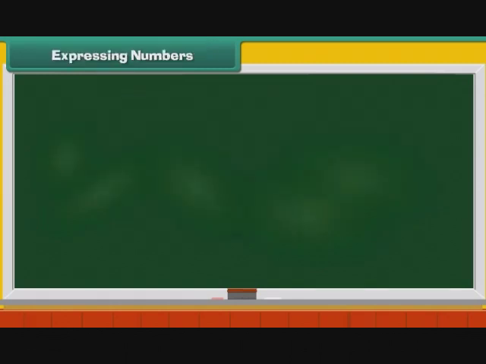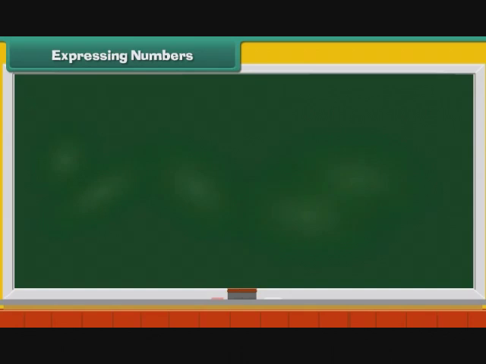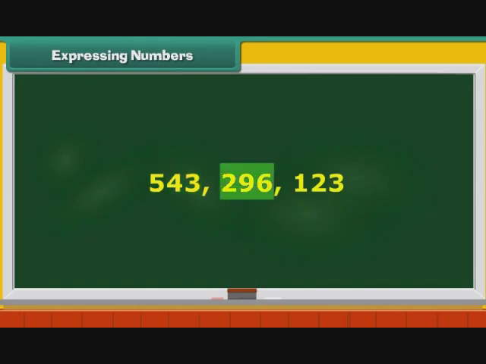70,041,238, expressing numbers. To understand 8 and 9-digit numbers better, let us express them in expanded form and standard form. Let us learn them one by one in detail. Look at this number 543,296,123. It has 3 groups. Therefore, it belongs to the International System of Numeration. Let us express it in expanded form.